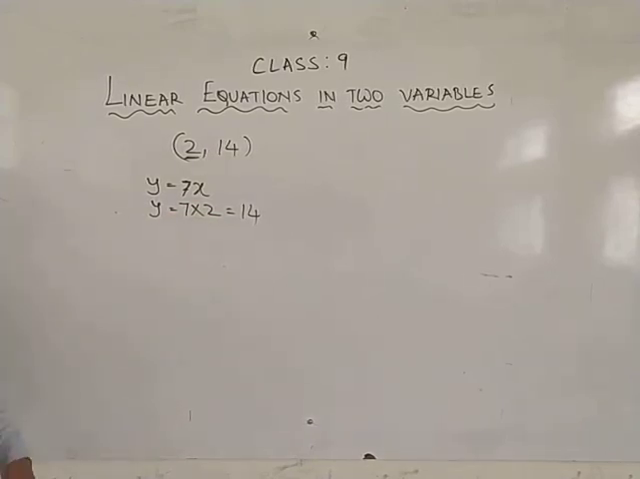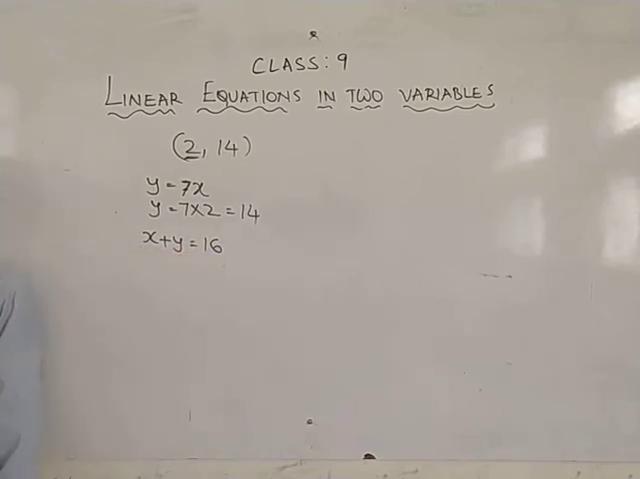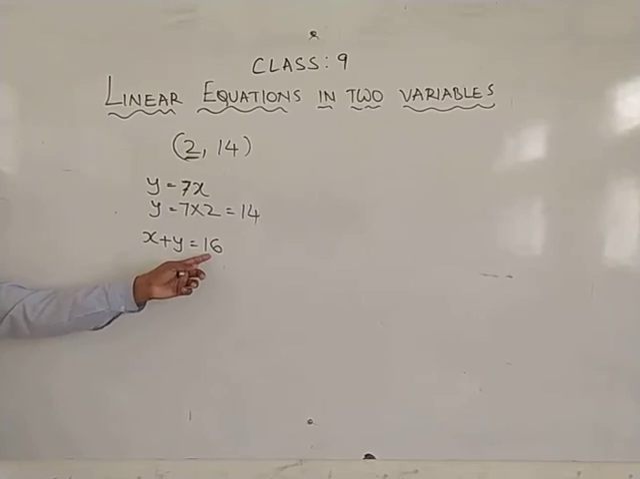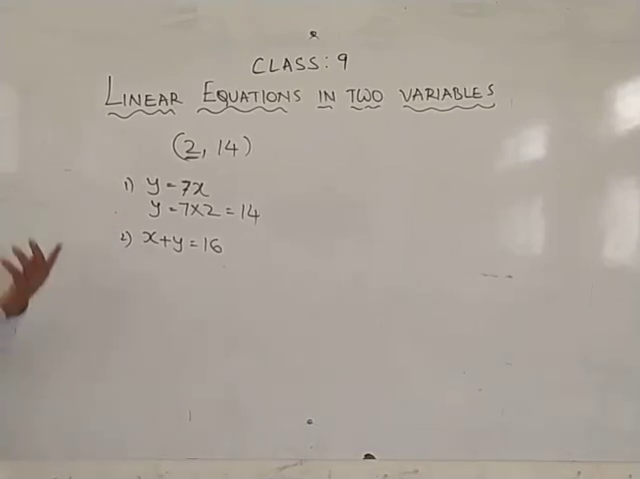One more equation. Anyone? One more equation. Both x and y, 2 and 14, are equal to 16. How to write? x plus y equal to 16. If you put x equal to 2, y equal to 14, 14 plus 2 how much? 16. So this is one equation and this is second equation. You can write many equations.